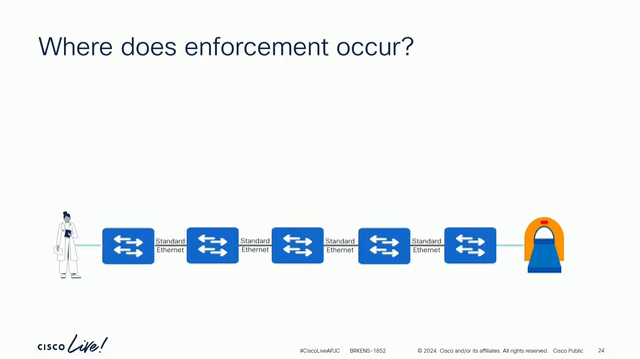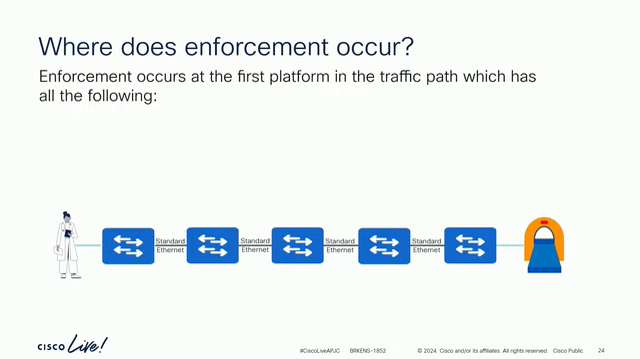At egress? At egress? Okay. So let's talk about that. So where does enforcement occur? Enforcement occurs at the first platform in the traffic path, which has all of the following.